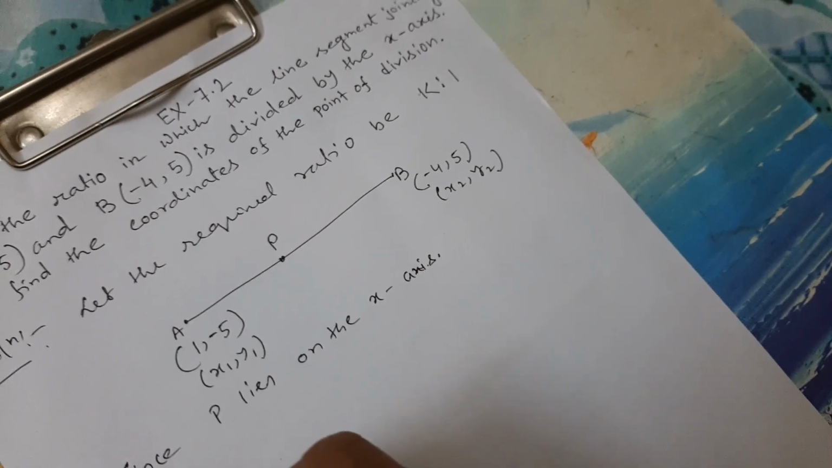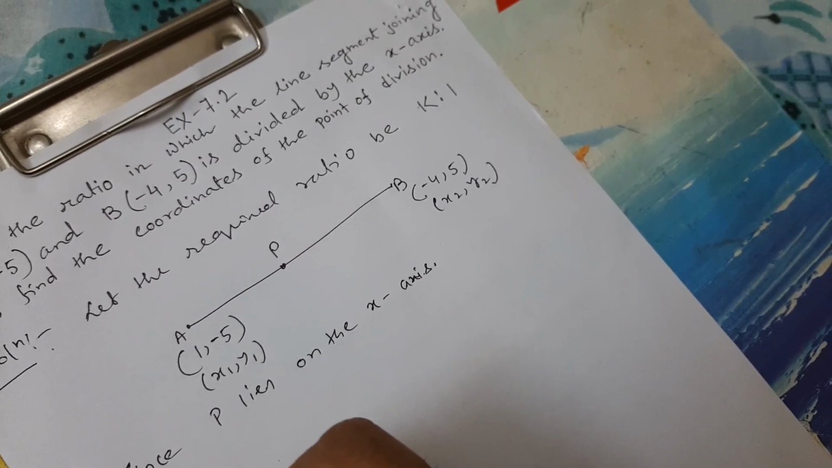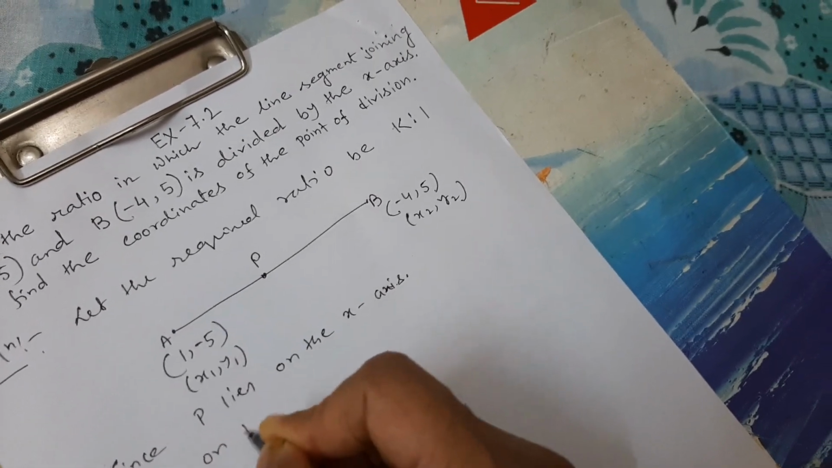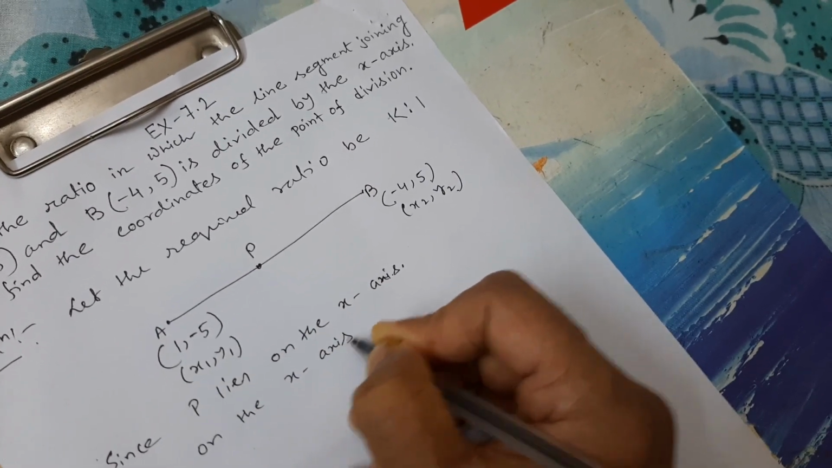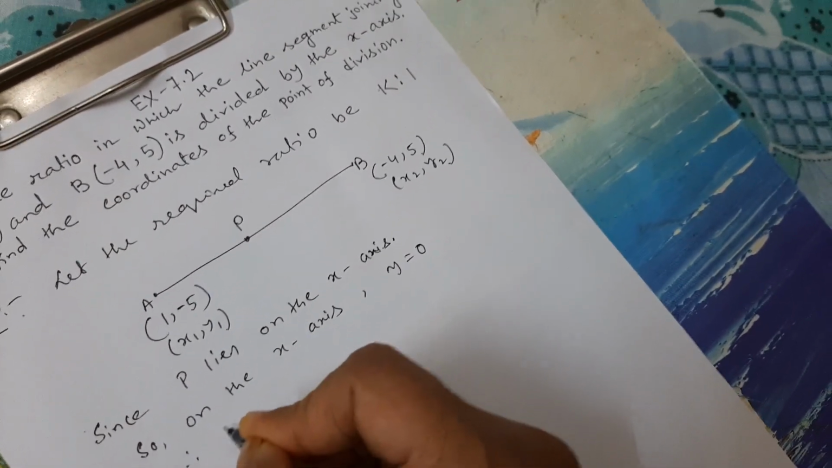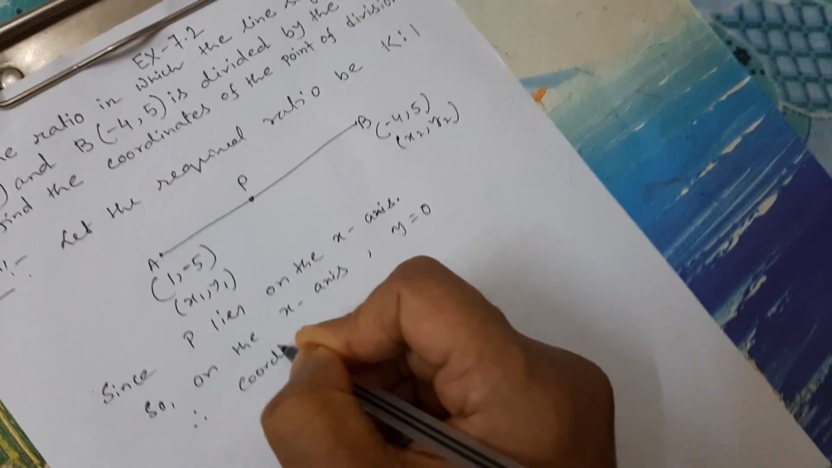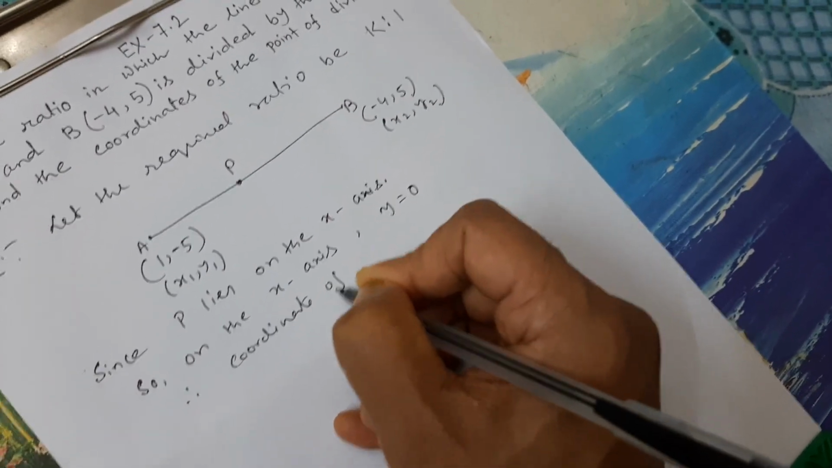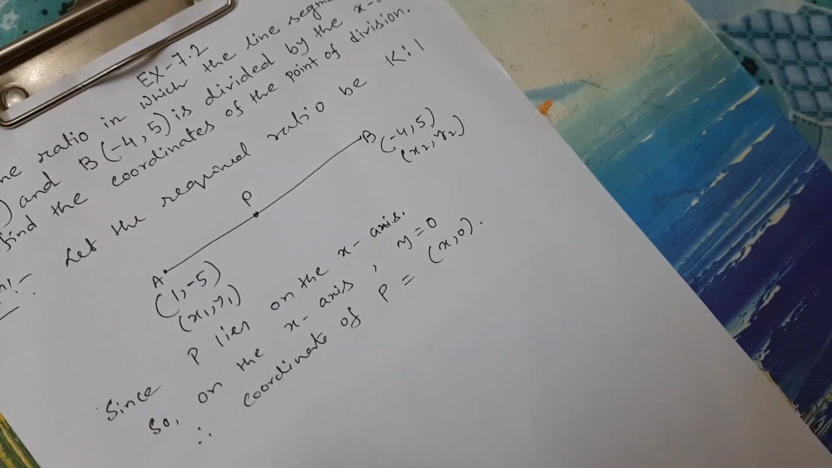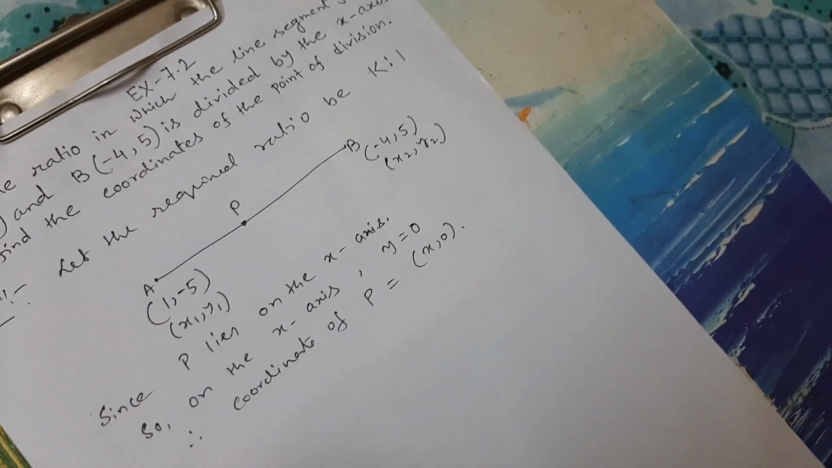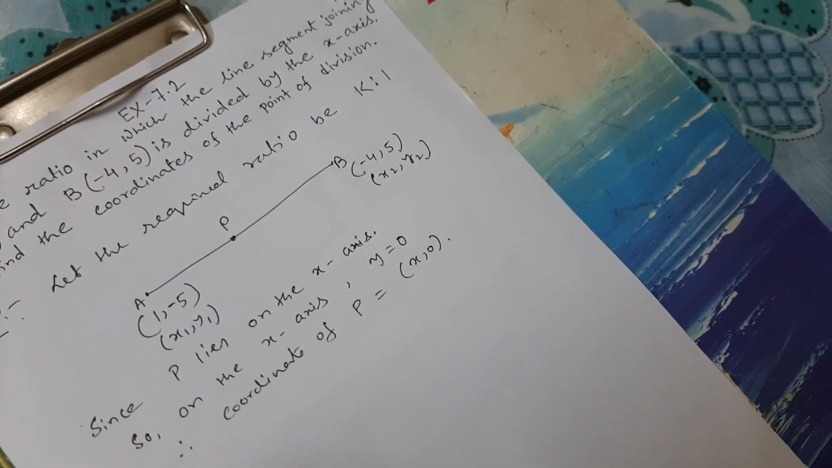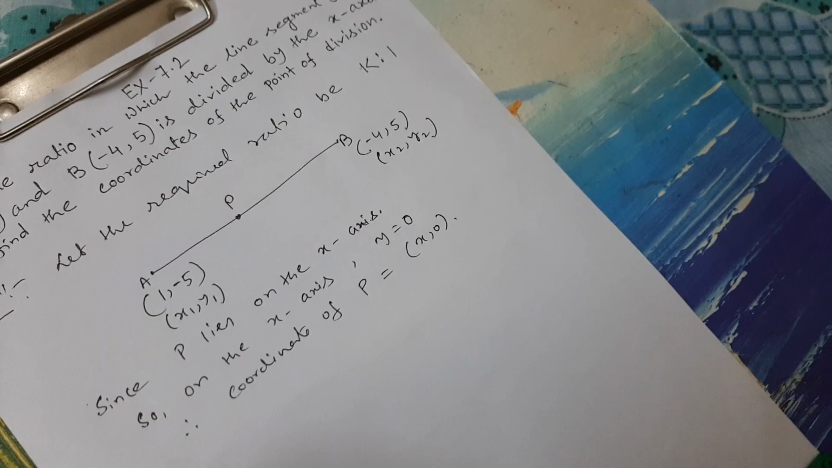Now we know on the x-axis y coordinate is always 0. So on the x-axis y equal to 0. Therefore, the coordinate of P equal to (x, 0). So P point is (x, y), but in this question P lies on the x-axis. So y coordinate is 0. So the coordinate of P is (x, 0).